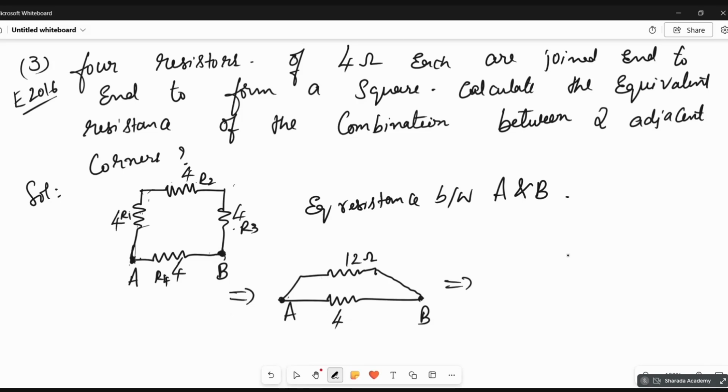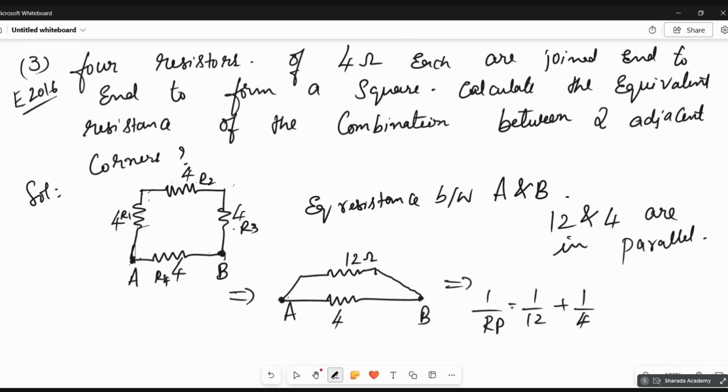So 12 and 4 are in parallel. 3 ohms. So what you will get: 1 by 12 plus 1 by 4 is equal to 1 by R parallel. So this is 12 here, 1 plus 3, so 4 by 12. R parallel will be 3 ohms.